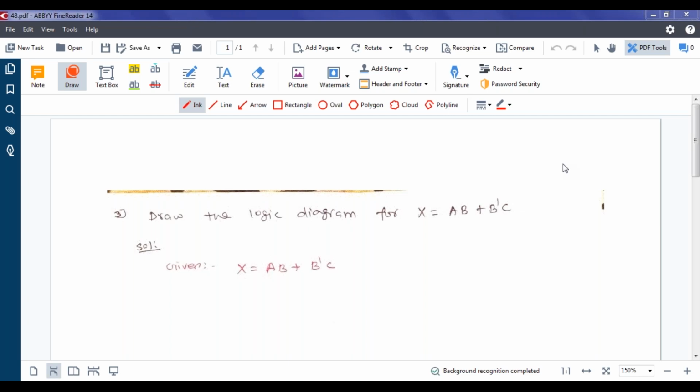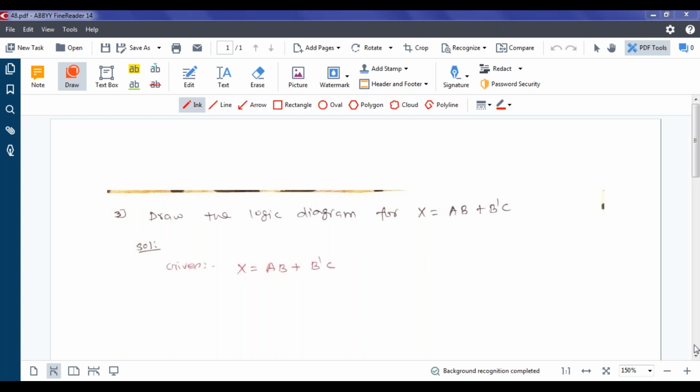Sandhya, are you there? Roll number 134, are you there? Yes, sir. Yeah, tell me the answer. How we can implement this Boolean expression, ma?